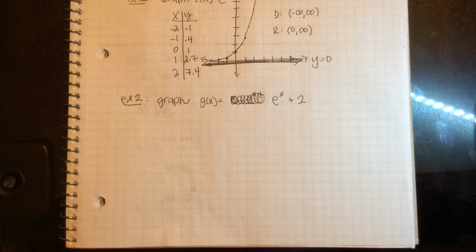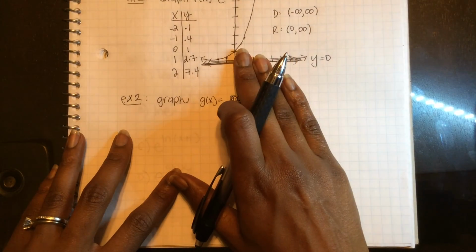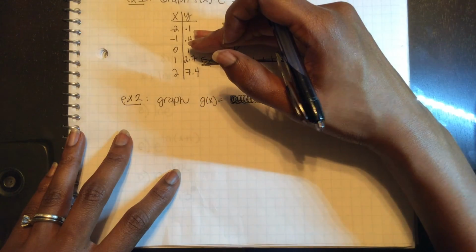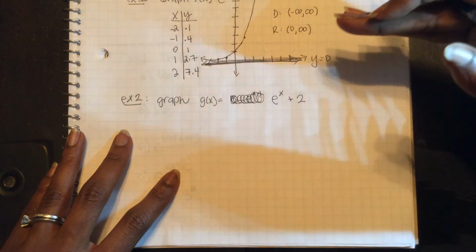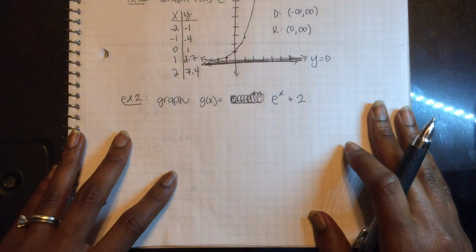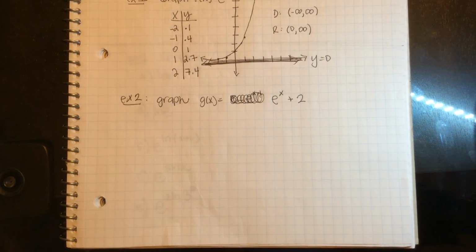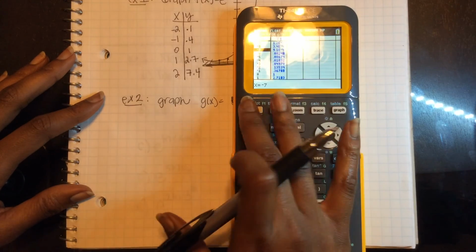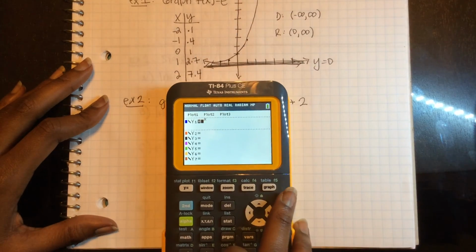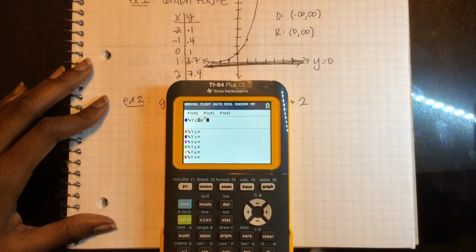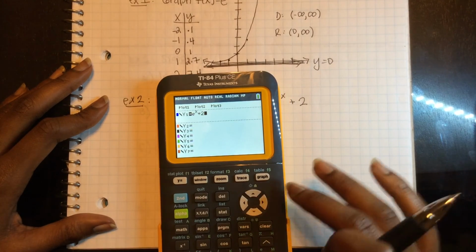We're graphing g of x equals e to the x plus 2. So I know my transformation of functions means it's just going to be my e to the x function, but shifted up 2. That means that everything's going to shift up 2, including my asymptote. But let's go ahead and get a table from my graphing calculator. So y equals e to the x, e to the x plus 2 graph.